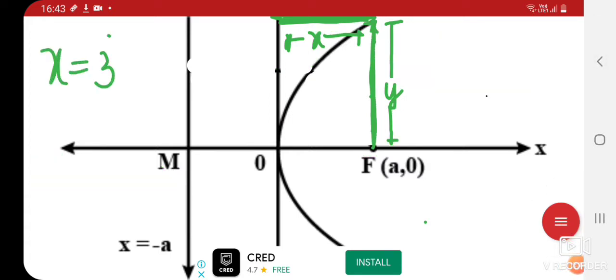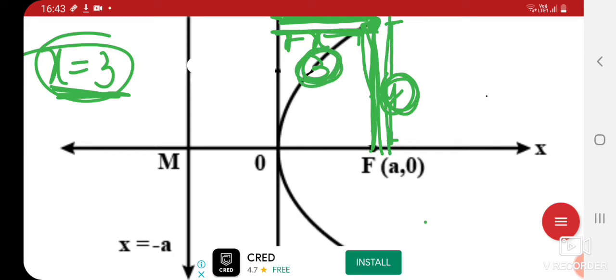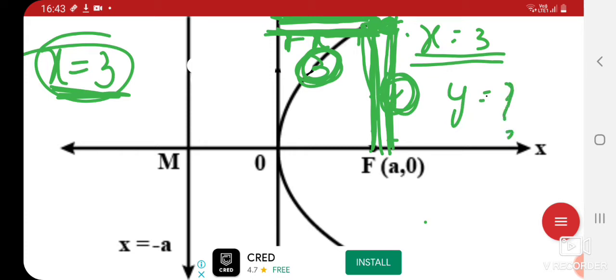This states that your value of x is equal to 3. What does this mean? This means the point from where the distance of this line is something y, you can say, and the distance of this line is 3. That point, the point where this distance is half of this distance, that point will have x equal to 3. So how can you obtain the value of y now?